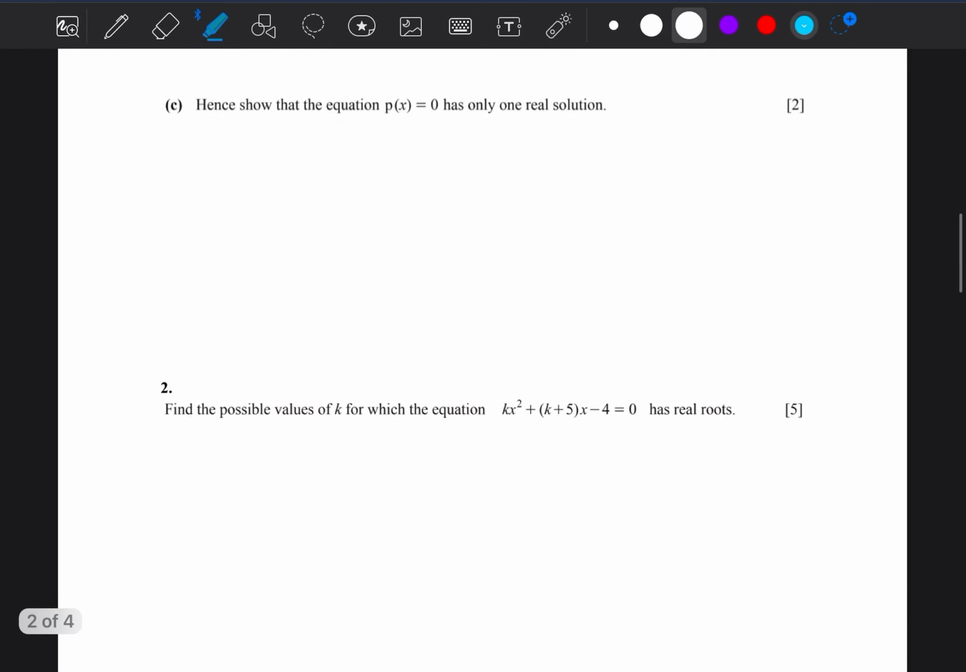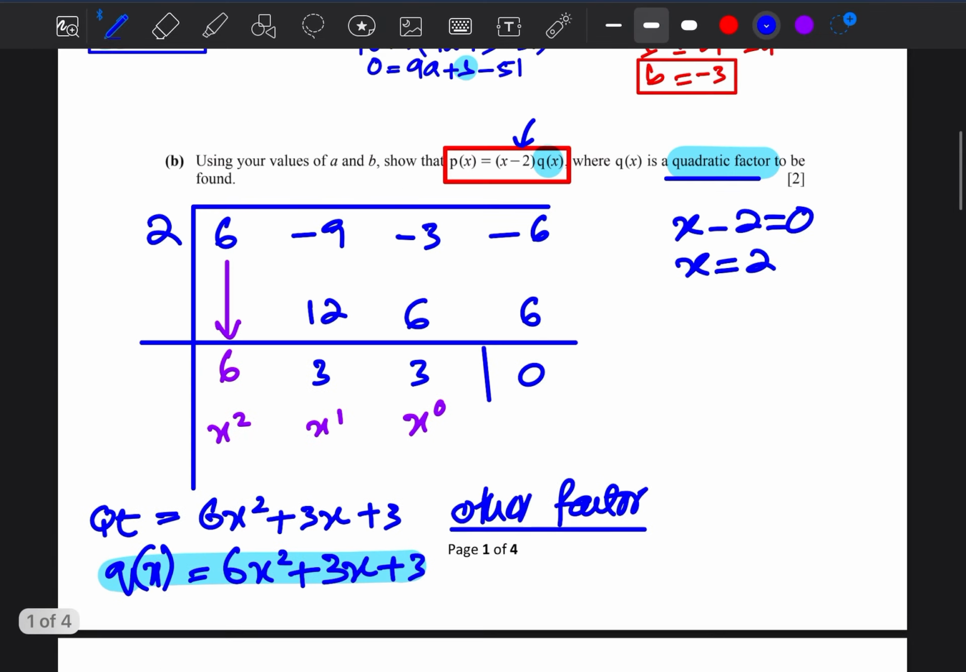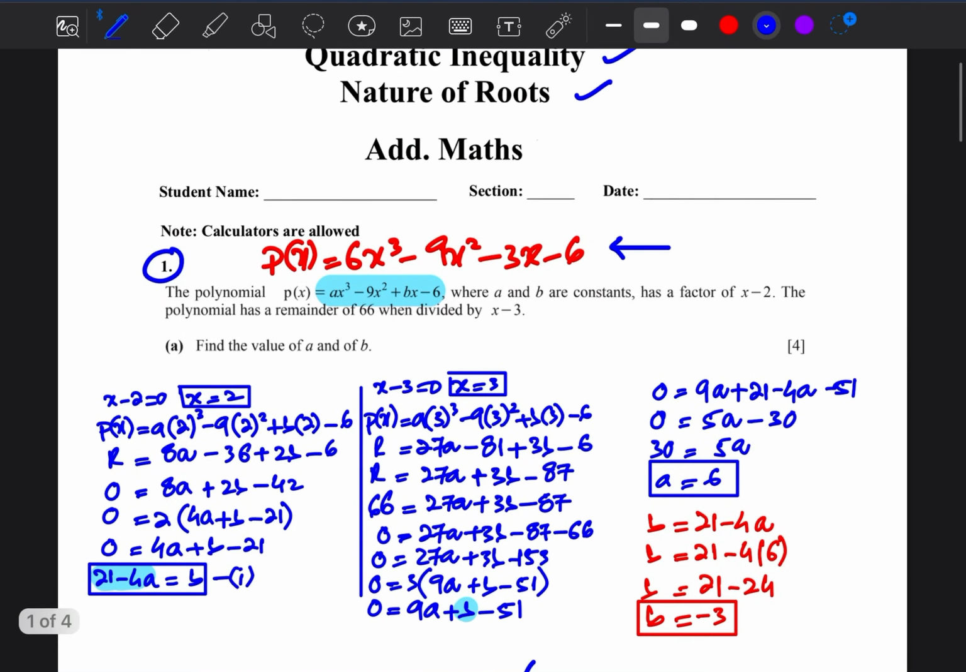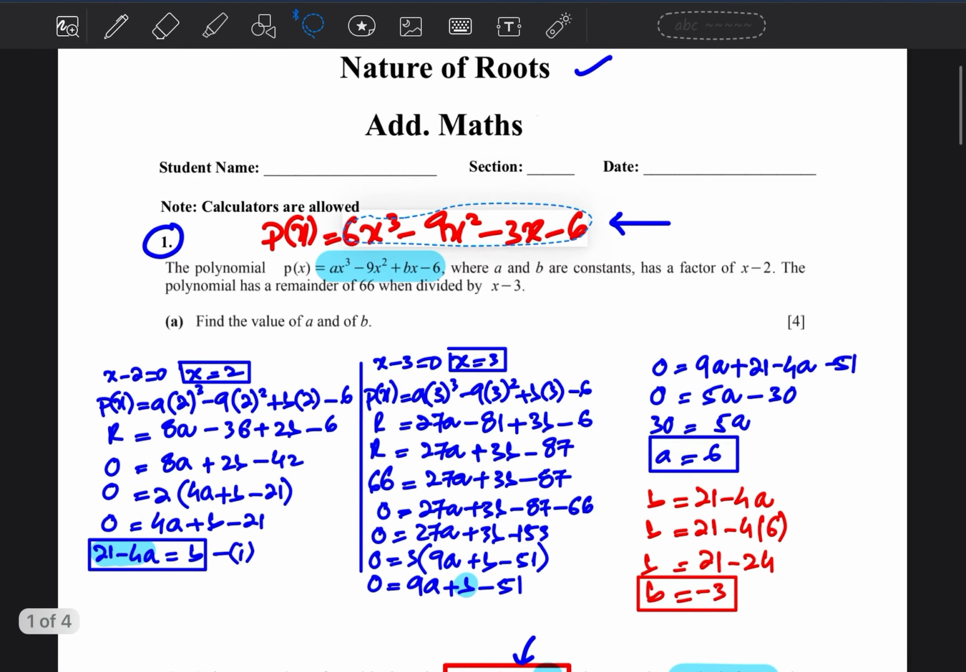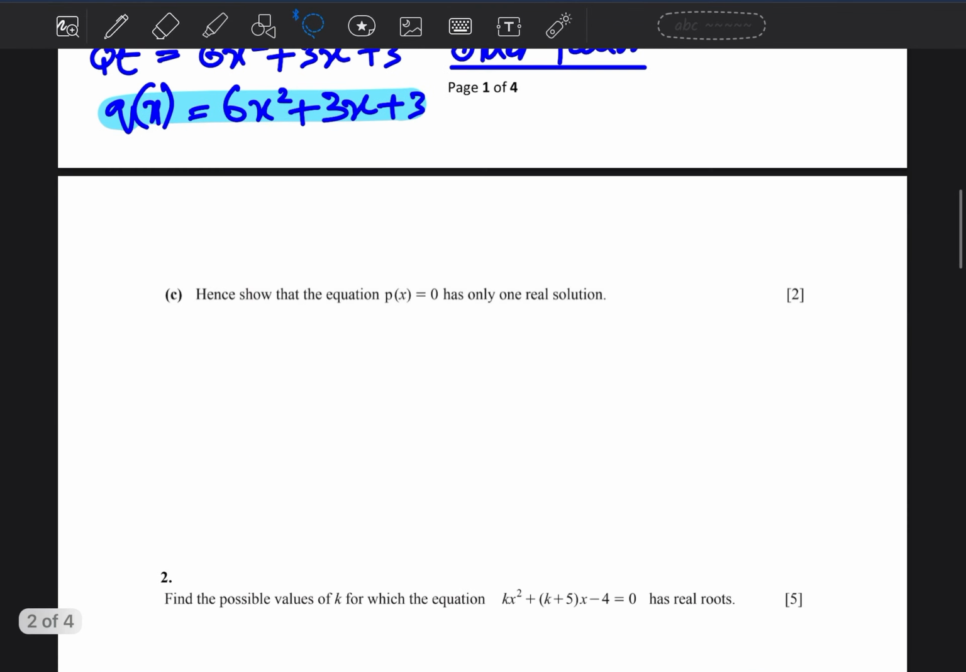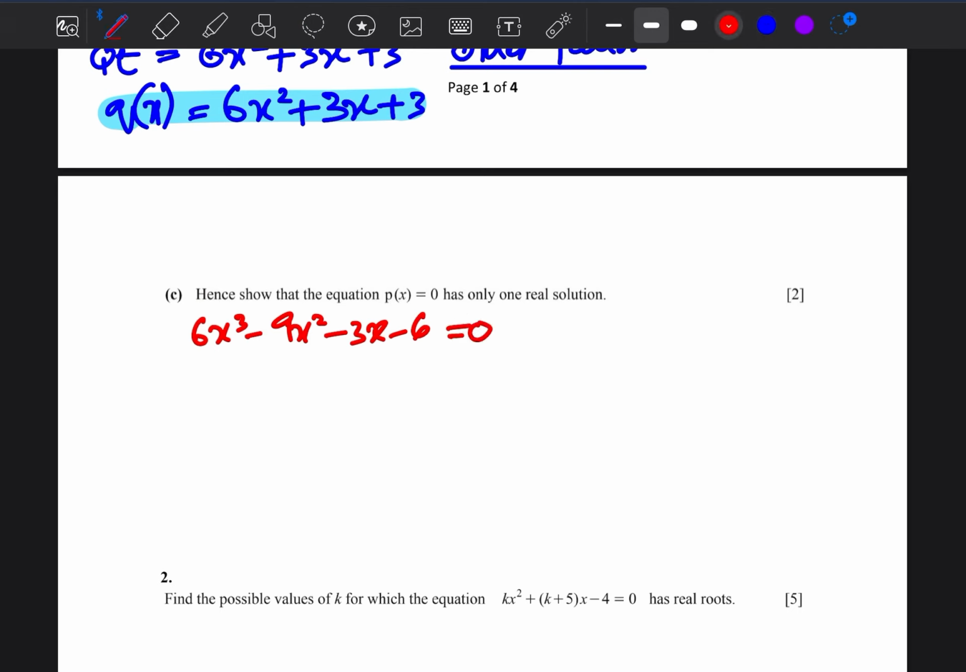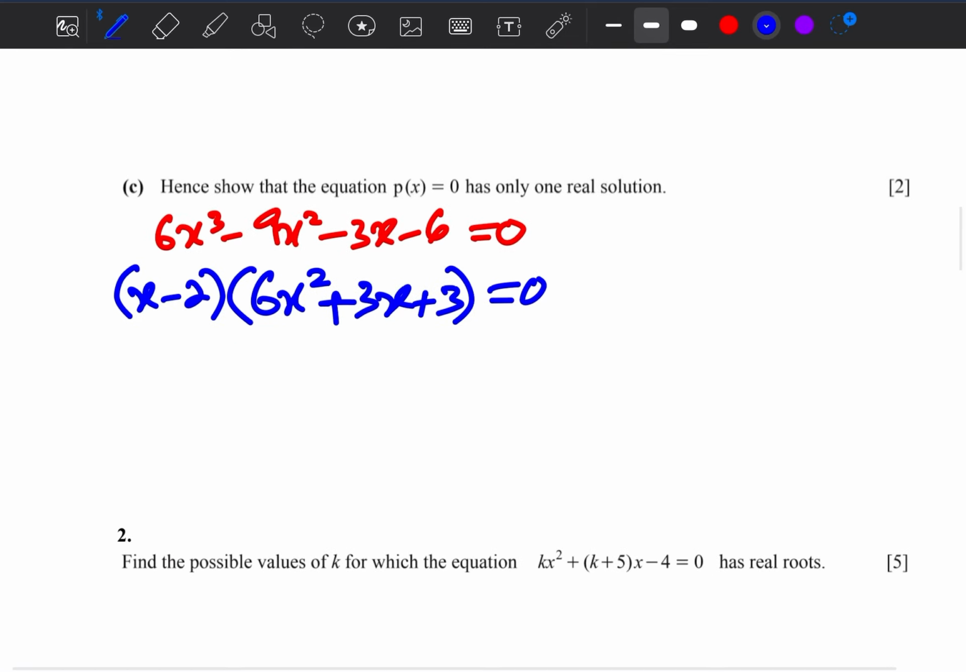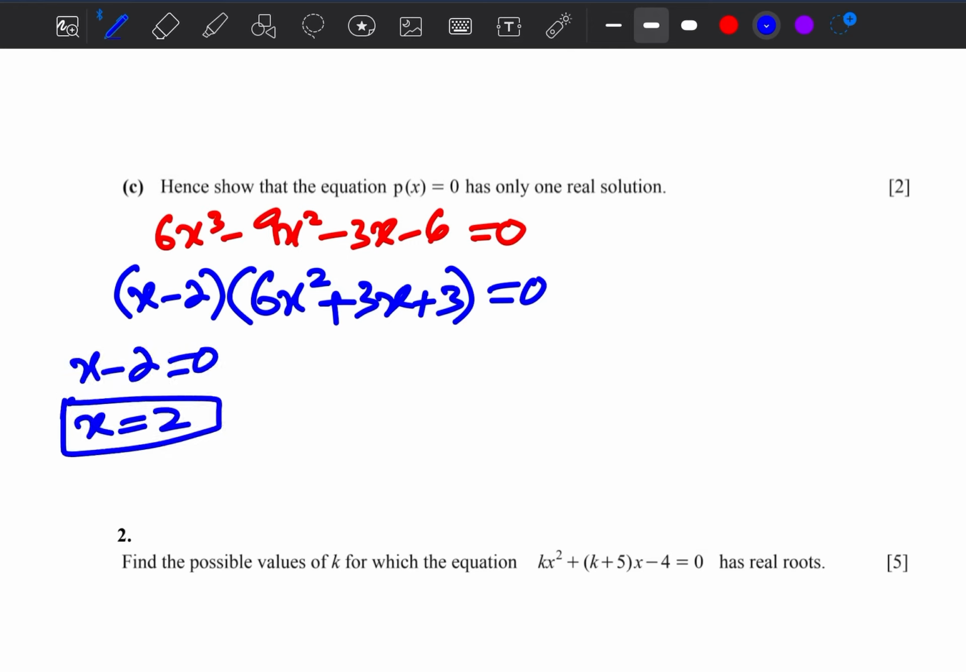Now part C says, hence show that the equation px equal to 0 has only one real solution. Since you have factorized this expression, if you just put it equal to 0, px is this one now. So you can put px is equal to 0, and this is how it is factorized in the previous part: x minus 2 into qx. The qx value was 6x square plus 3x plus 3 is equal to 0. You have to show that it has only one real solution. So you can see you have two brackets equal to 0. You can separate them. x minus 2 equal to 0, x equal to 2. This is one of the real solutions.